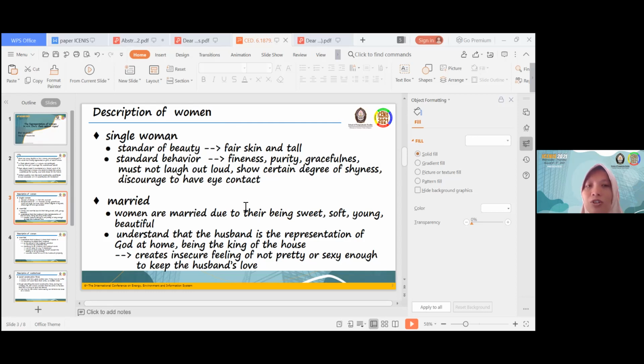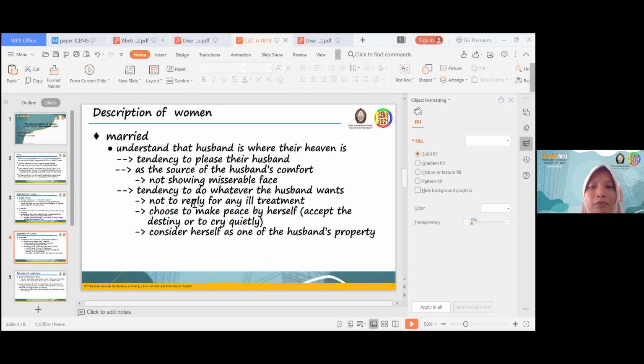The standard of behavior is fineness, purity, gracefulness. Women should not laugh out loud. They should show a certain degree of shyness, and it is discouraged for women to have eye contact. It's very clearly mentioned in this novel.